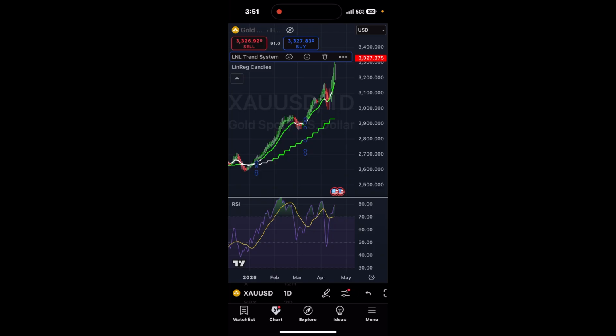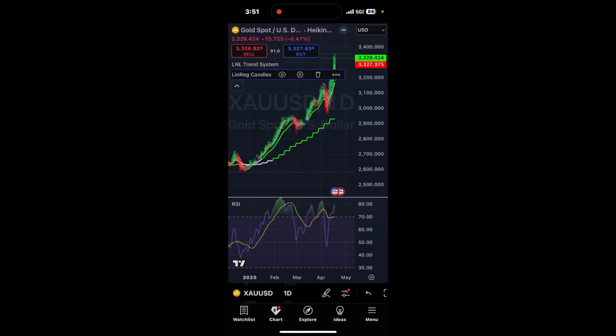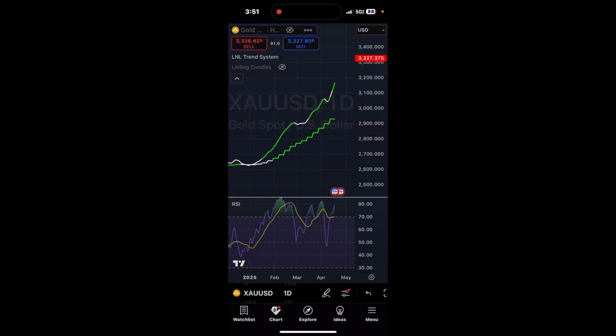And then the next thing is the linear regression candles. This is optional. If you want to use it with the regular candles, you can, but I like looking at the linear regression candles. It kind of gets rid of all the noise, so it makes things easier to see, so I have it that way. And then you have RSI.